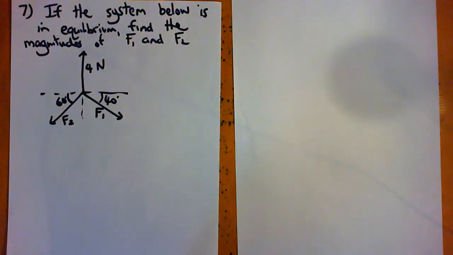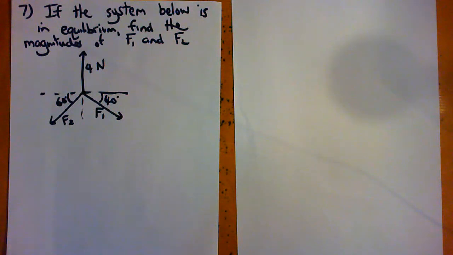Hello viewers, question 7. We have a system which is in equilibrium here. We need to find the values of F1, which is the force below the horizontal on the right, and F2, which is the force below the horizontal on the left, that put the whole system in equilibrium.